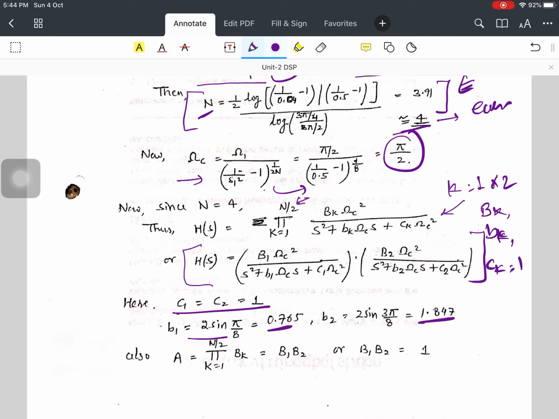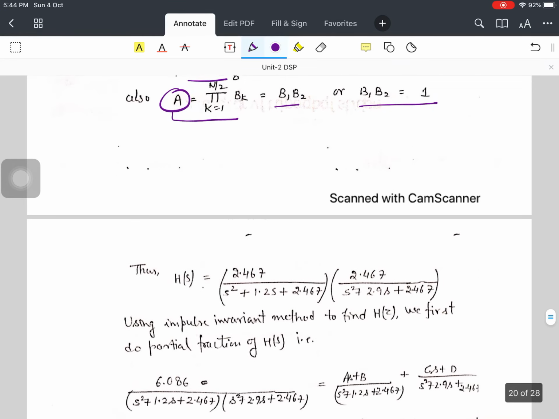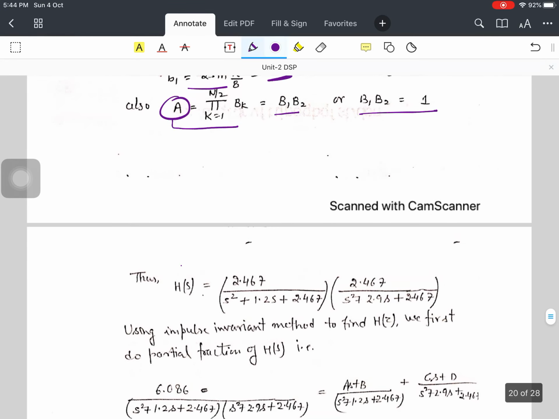Now we know the formula, capital A equals the sum for k equal to 1 to n by 2 of b_k. So that is b1 into b2 equal to A. A is given as 1, so b1 into b2 equals 1. Now we know all these values; just put these values in this equation, and we will get the final H(s).